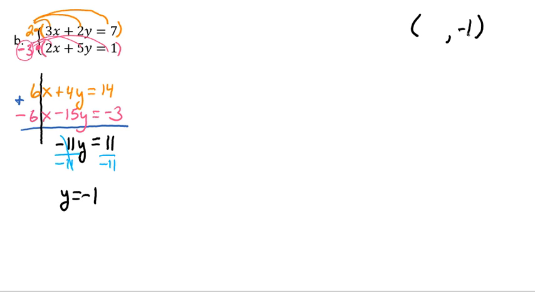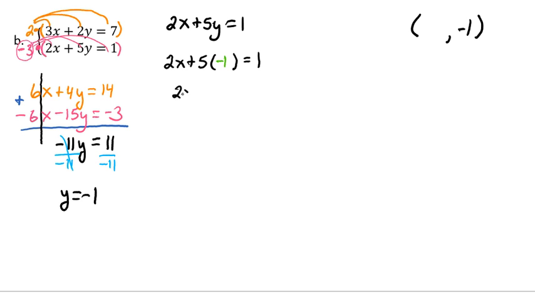So I'm going to plug that negative 1 back in. When I plug it in, I need to plug it into either the original first equation or the original second equation. It doesn't matter. Either one will give me the correct answer. So I'm going to plug it into the bottom equation, 2x plus 5y equals 1. So I'm going to replace my y with the number negative 1.